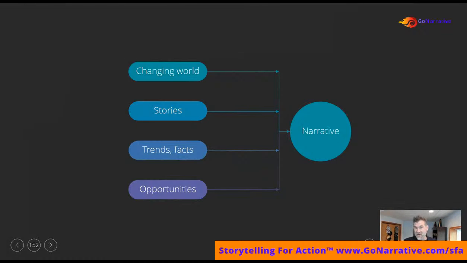And the storytelling for action stuff that we're getting to, the big reveal that's coming up, helps you do all of that, helps you extract all of this wonderful information. And by doing this, you're not just peppering in a bit of storytelling in your presentations or your ad campaigns or whatever you're doing, right? It's a consistency of what you're doing.